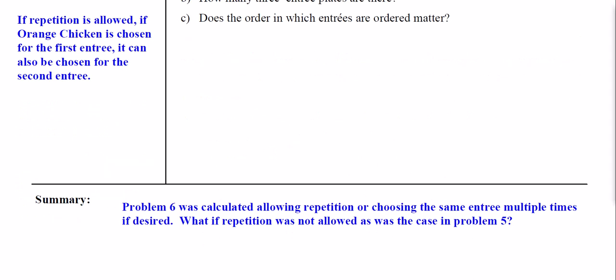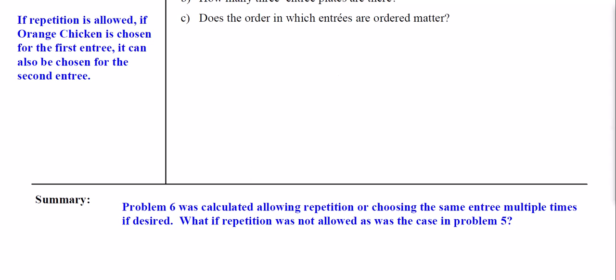So, repetition was allowed, but let's say you get a stingy franchise owner that says, no, you can't do that. You can pick your side, but you can't repeat orange chicken. So if you pick orange chicken here, you can't pick it anymore. Well, that means I have one less option to choose from, right? And all of a sudden we have fewer possible ways to order a 2 entree.